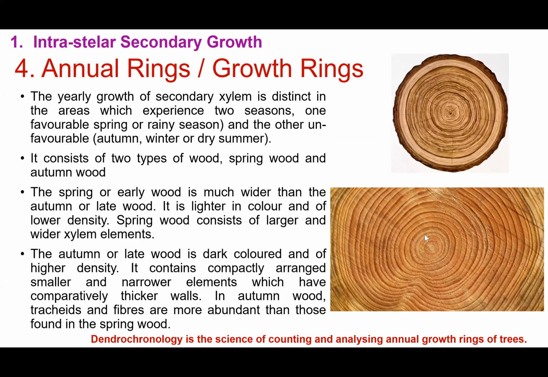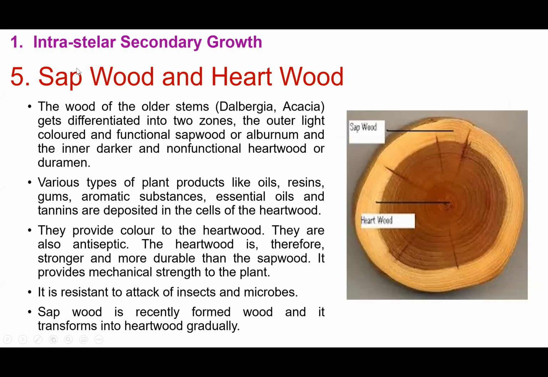Then we have seen about annual rings, right? The wood that is formed during the favorable spring season and the wood that is formed during the unfavorable season, and how these rings are used in estimating the age of the trees. And then depending on the age of the plant, the wood transforms from sapwood to heartwood, and heartwood is the one which is more durable, more resistant to insects and pest attack. So it is much more in demand for commercial purposes. So this is about your intrastellar secondary growth.